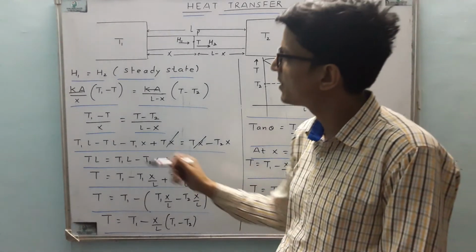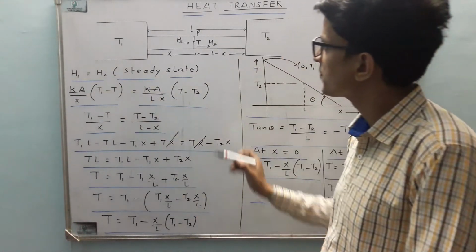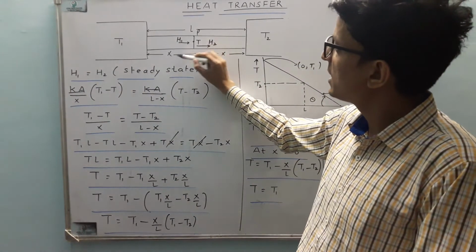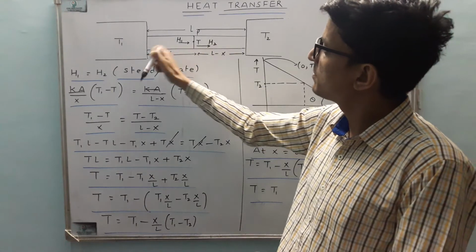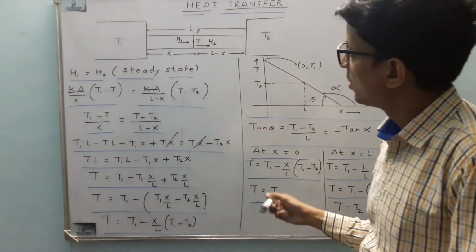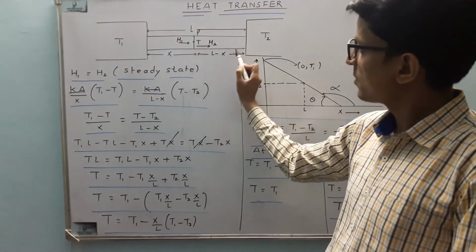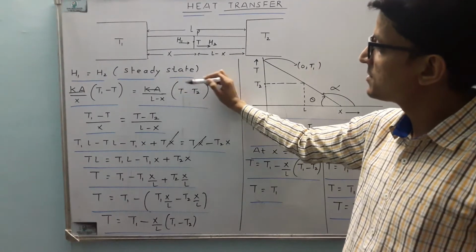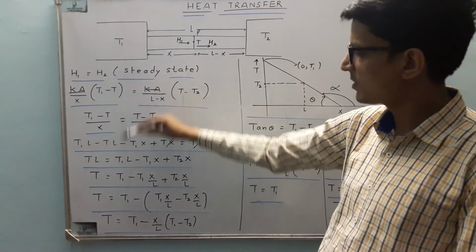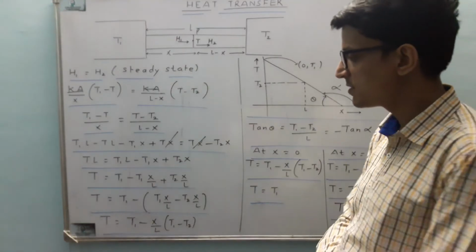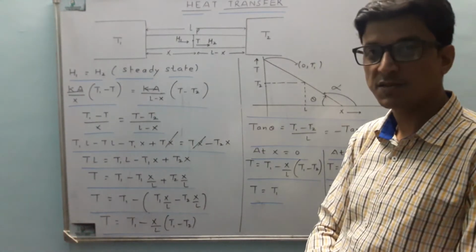We know the expression of it is K A (T1 minus T2) upon L. So here the length is X and the difference of temperature is T1 minus T. For this system, we can write it as K A by (L minus X) into (T minus T2). After all the calculations, the result is T is equal to T1 minus (X by L)(T1 minus T2).